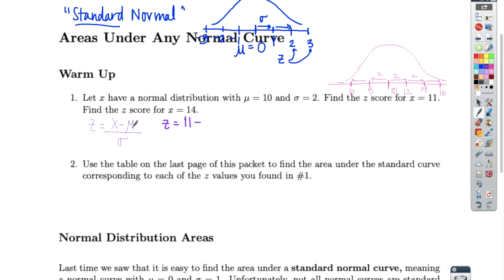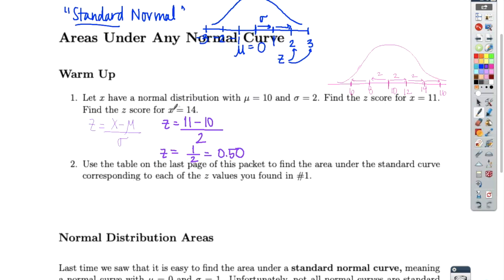Everywhere I see this mu, I'm going to use 10. And everywhere I see sigma, I'm going to put 2. And when I simplify this, 11 minus 10 is 1 over 2. And because we usually express z's in decimal form, I'm just going to write 0.5. And actually, because in the table we usually express z's rounded to 2 decimal places, I'm going to write this 0.50, which is a little bit weird, but you'll see why I did that in a second.